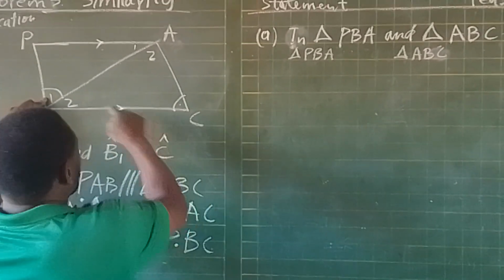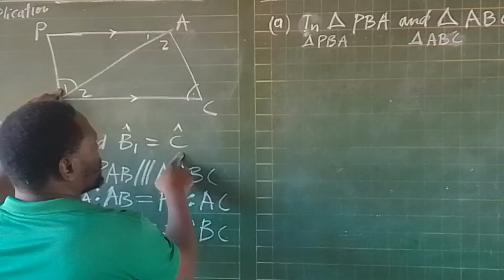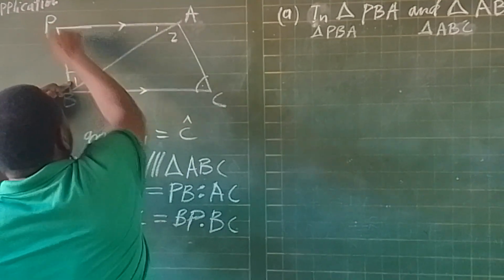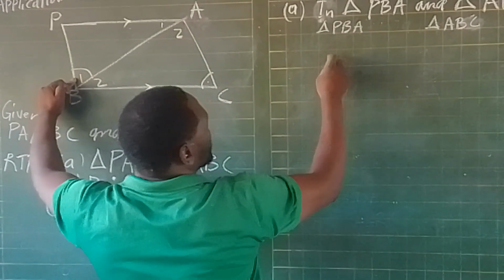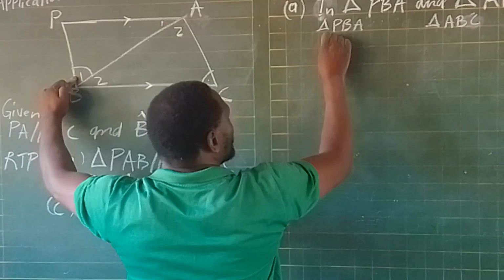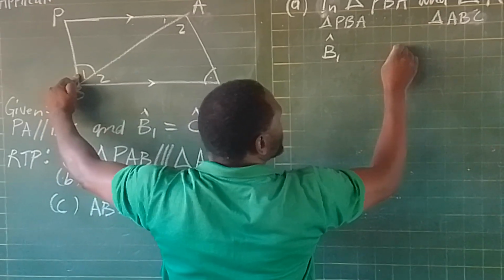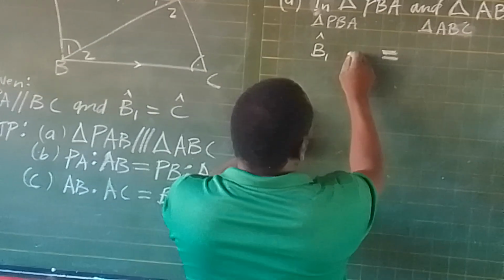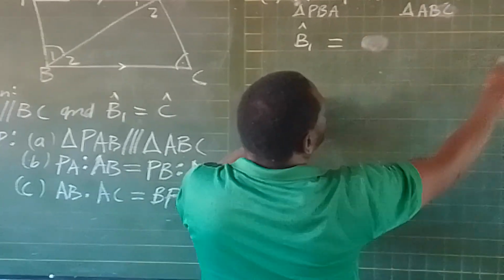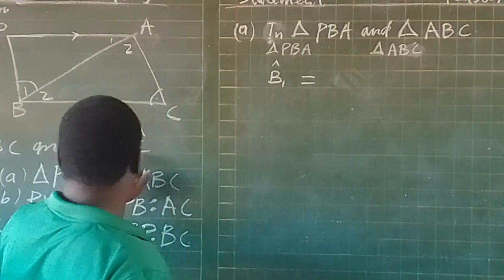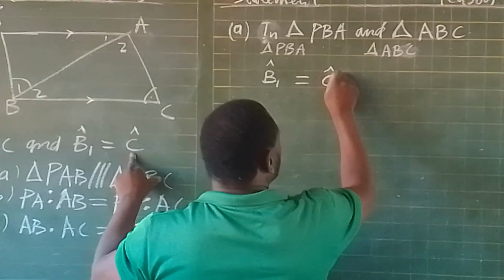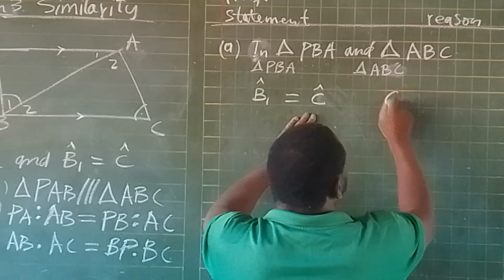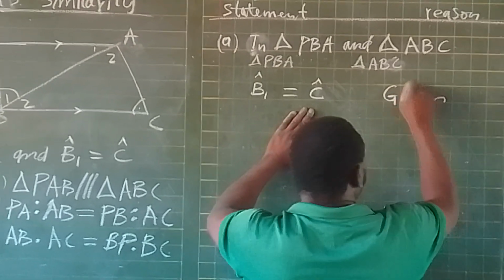Right, B1 is given as equal to C. Where is B1 equal to? This B1 is from triangle PBA. You see, I say B1 is equal to C, let me put the equals sign here so that I can give the reasons after. This C is in triangle ABC. The reason for that is that it is given.